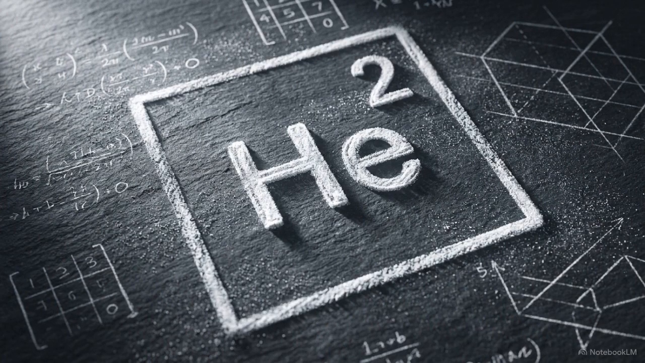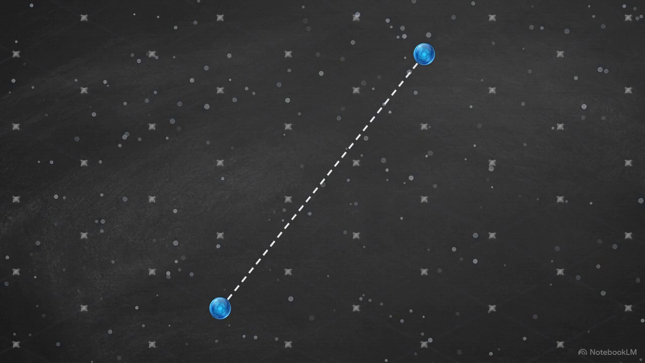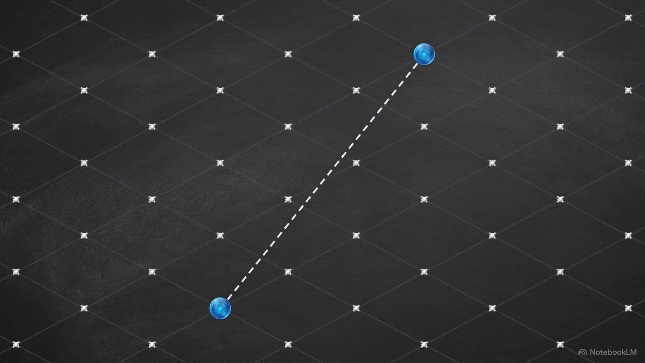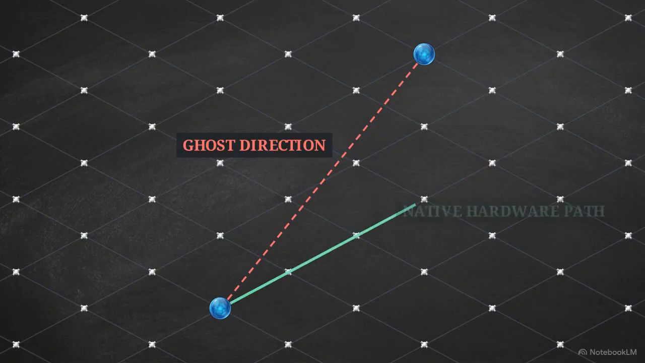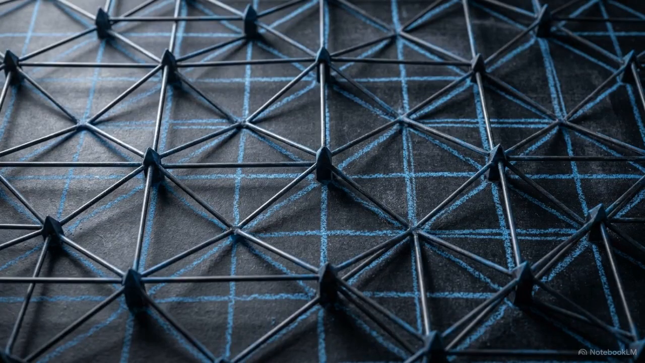The limits of this continuous model appear in the screening problem of helium. When standard math calculates the distance between two electrons, it underestimates the binding force because it assumes any coordinate in the void is possible. This discrepancy suggests that continuous math is accounting for ghost directions, paths between particles that the underlying hardware does not actually support. To reach a precise measurement, the smooth void must be replaced by a discrete, countable traffic network.